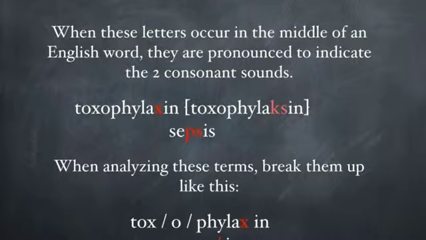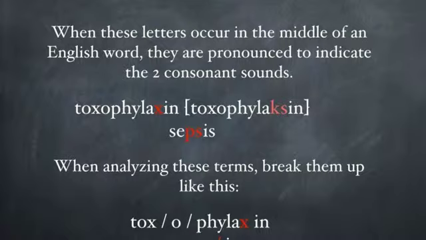Just want to make a note when you're doing your word analysis exercises and thinking about these ancient Greek roots and how they become English words. When these letters, the xi and the psi, occur in the middle of an English word, they are pronounced to indicate the two different consonant sounds. So in other words, in the original Greek word, the xi is one letter, psi is one letter. When we pronounce them, though, the two consonant sounds can be heard. As an example, toxophylaxin, so you can hear the KS sound in the second part of the word, and also sepsis.